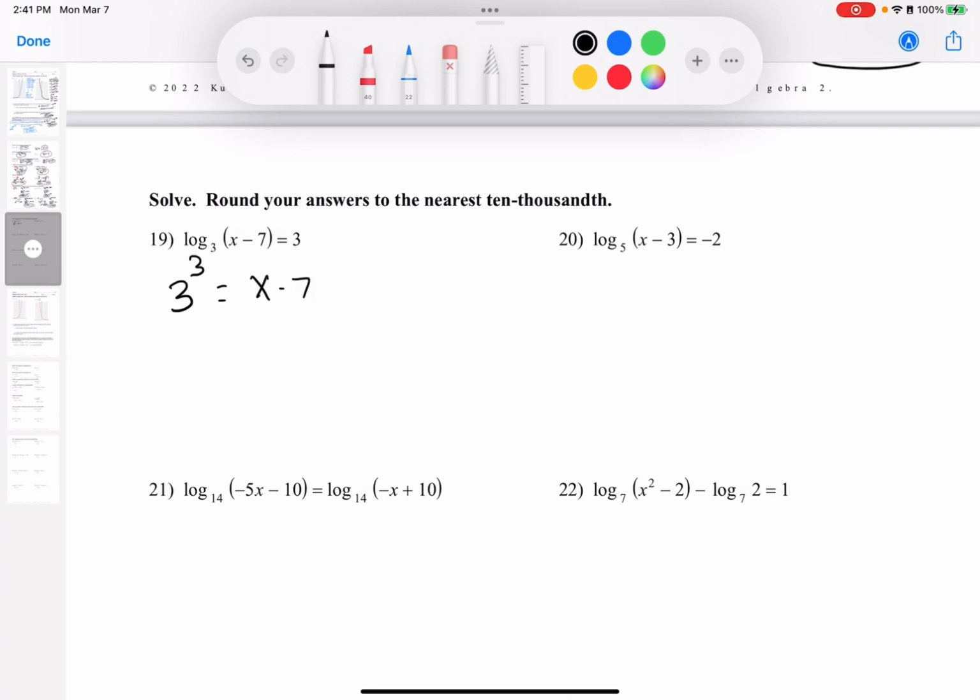3 to the third, 3 times 3 is 9, times 3 is 27. So that's 27 equals x minus 7. Add 7 to both sides. You get x is equal to 34.